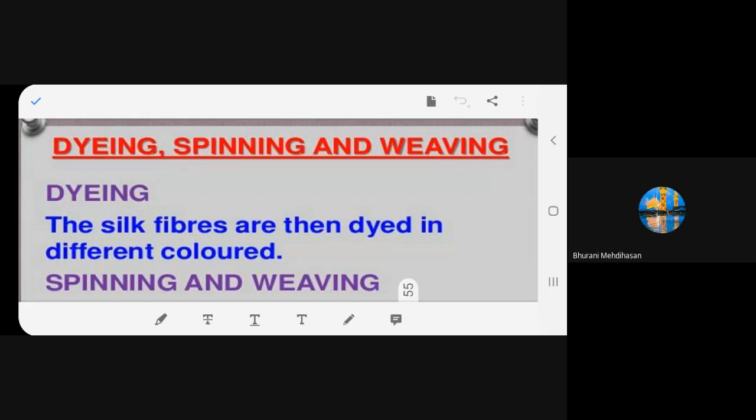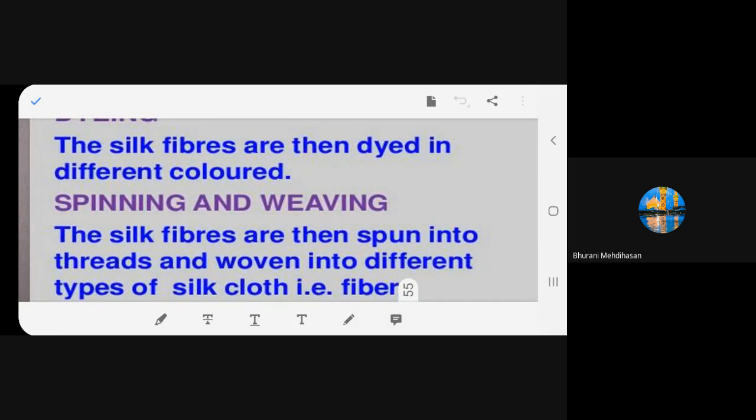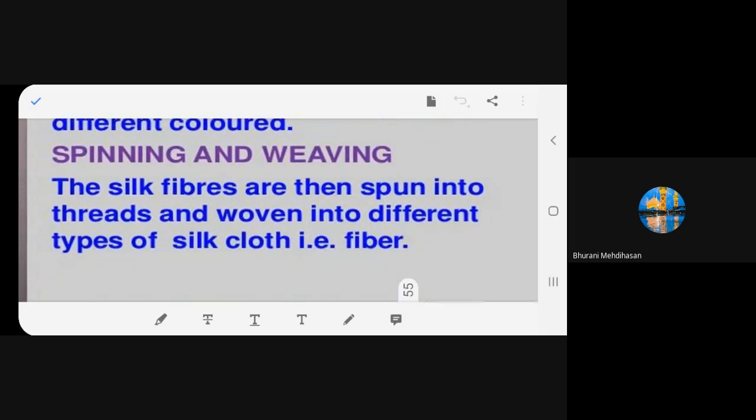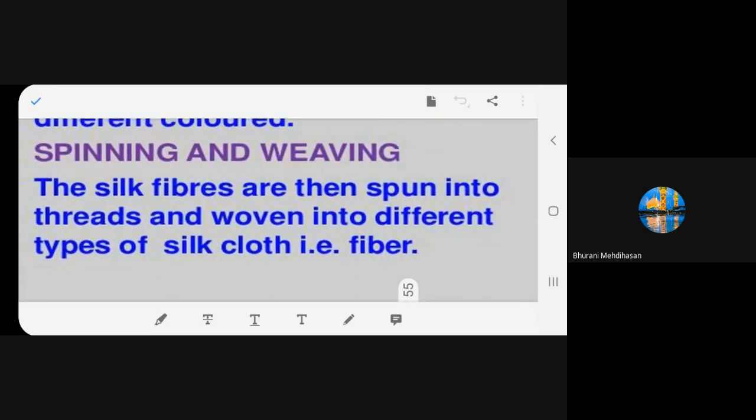Dyeing: the silk fibers are dyed in different colors. Continue. Spinning and weaving: the silk fibers are spun into thread and woven into different types of silk cloth. Fiber. It is fiber.